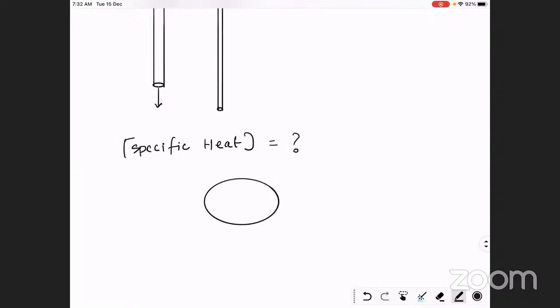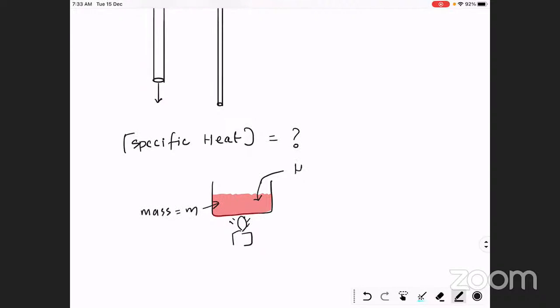Imagine a container and start giving it some heat. There is some liquid in this. What will happen? The temperature of this liquid will rise or not? Suppose the mass of the liquid you have is m. So heat given must be equal to m s delta t, where s is specific heat.